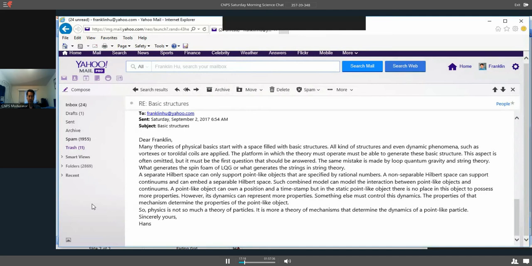But I did want to get back to our email here. I'm showing you the email that you sent me initially on September 2nd. What interests me about this is, you say that like many theories of physics, basics start with a space filled with basic structures, that vortexes and toroids are applied, and that the theory must be able to generate those basic structures. So I thought that was a fundamental truth there.